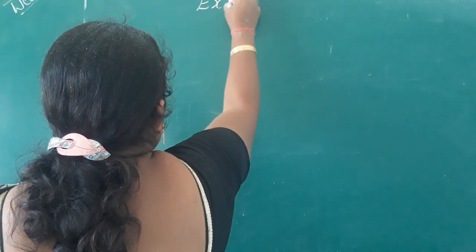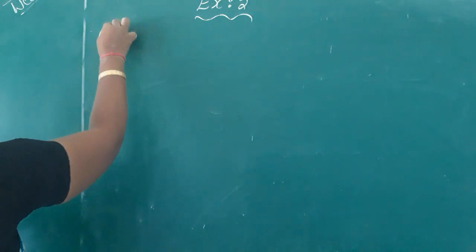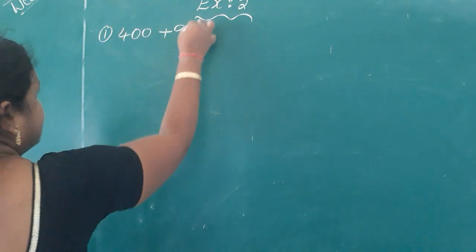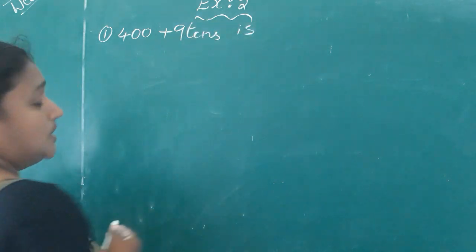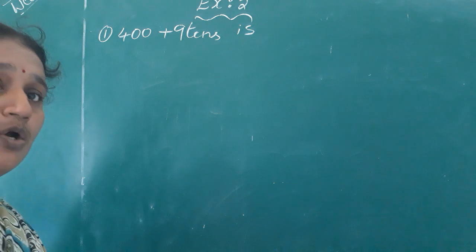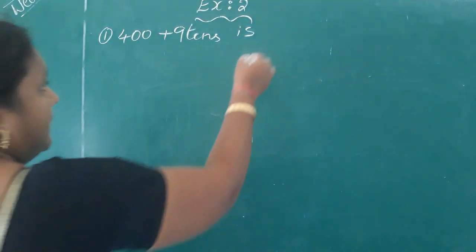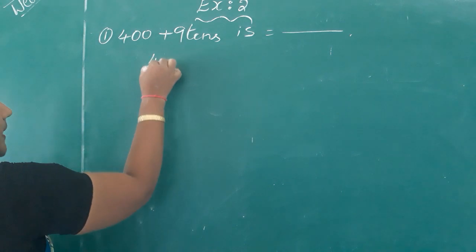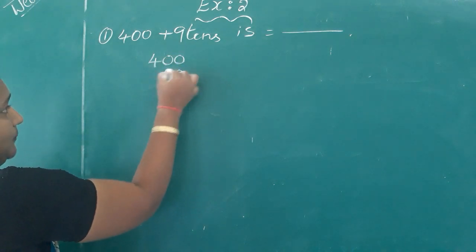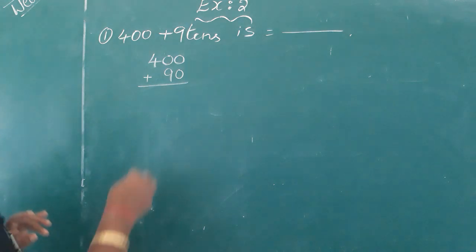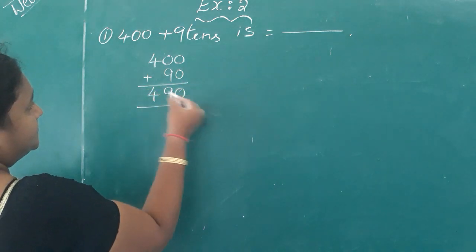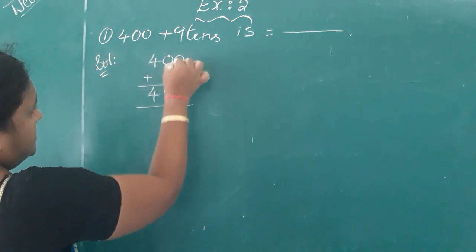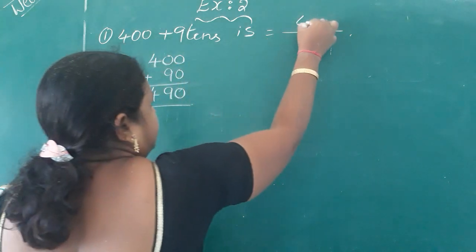See that exercise. In the previous class we discussed only exercise 1, now exercise 2. See the first question in exercise 2: 400 plus 9 tenths. What is 400 and 9 tenths? Listen, ma. 400 is 400. 9 tenths is 90. If you add these two, what you will get? 490. 0 plus 0, 0. 0 plus 9, 9. 490.